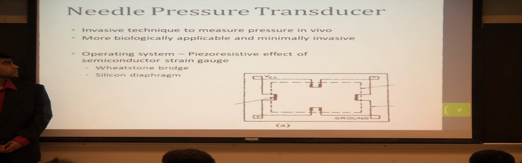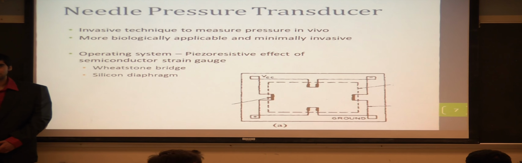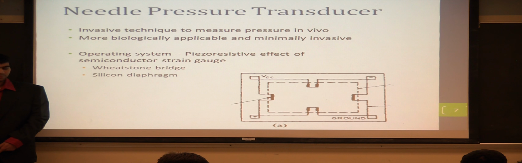One type of pressure transducer that we're going to be focusing on is the needle pressure transducer. As the name suggests, it has a needle, and the pressure sensor is embedded at the tip of the needle. It has an operating system of piezoresistive effect. Like Kelly explained, it changes the resistivity of the semiconductor strain gauges, and it contains a Wheatstone bridge and a silicone diaphragm.